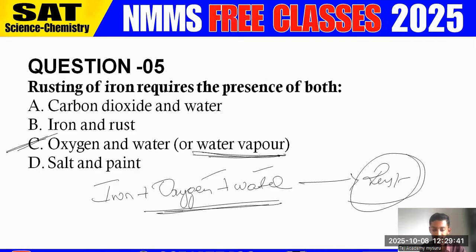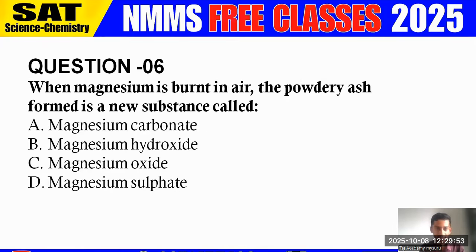So carbon dioxide and water is not a correct option. Iron and rust is also not a correct option. And salt and paint is also not a correct option. So the correct option is oxygen and water. Next we will move on to question number 6.